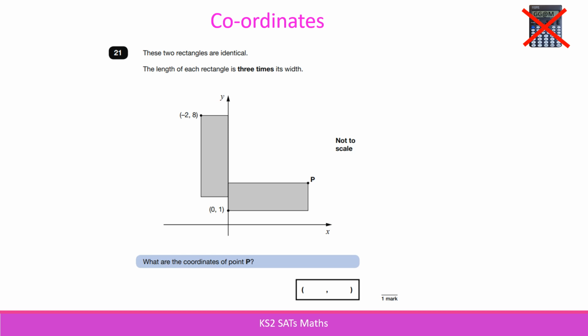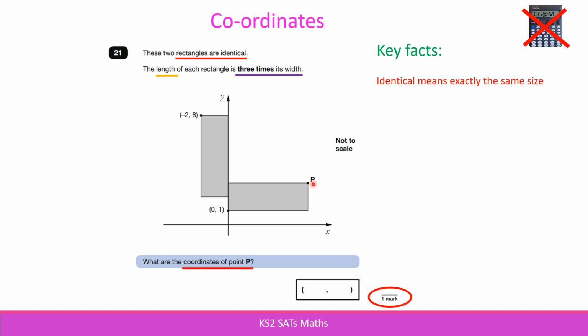This is a question on coordinates. We're going to look at the keywords in the question, which we've got 2 rectangles which are identical. So you can see one rectangle up here and you can see the other rectangle sideways, and you're told these 2 are identical. And the length of each rectangle is 3 times its width. And you've got to work out the coordinate of point P, which is this point here. This is worth 1 mark in your exam, and you need to write your coordinate in the box. Remember, it's already given you the brackets and the comma in between, so you just need to write down the 2 values for the coordinate to go in this point here.